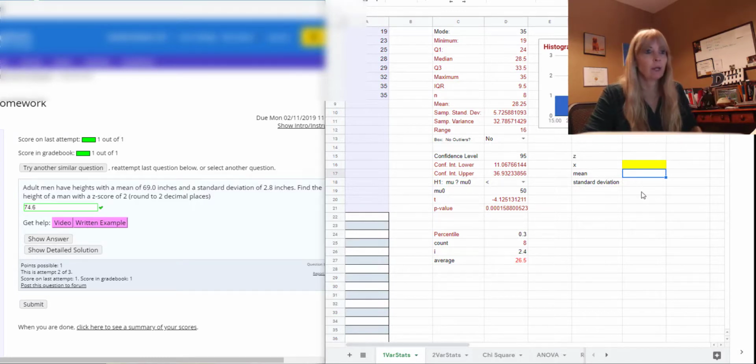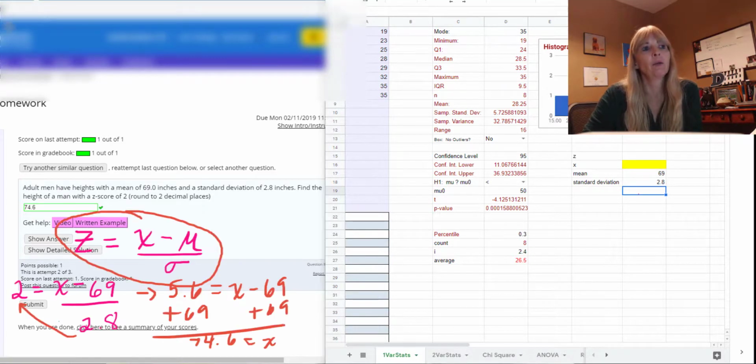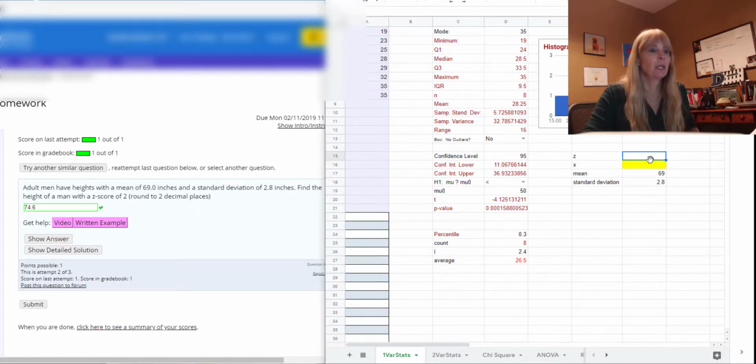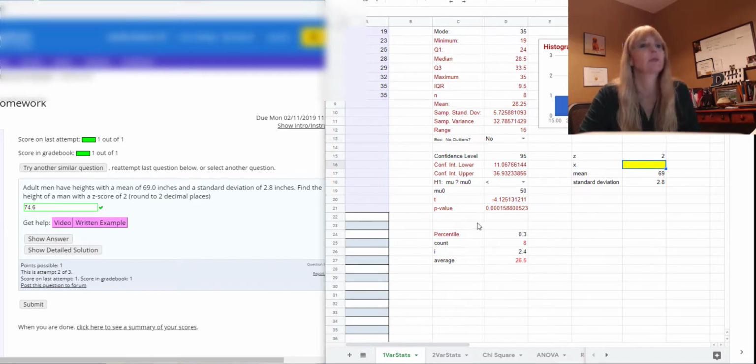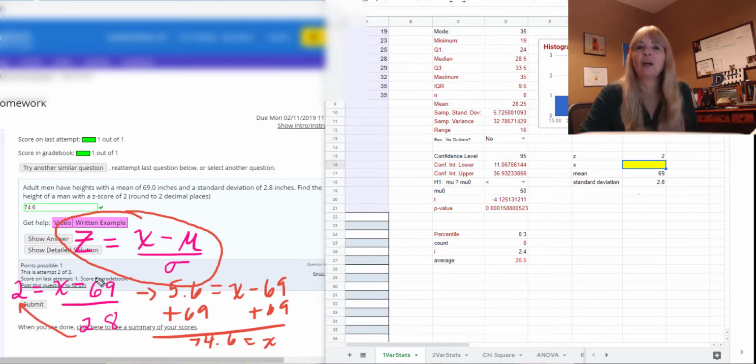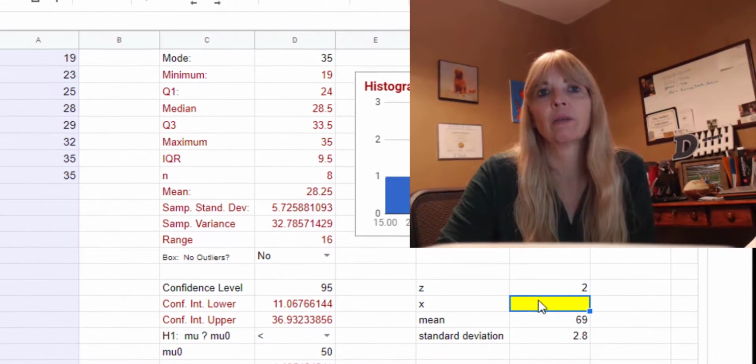So I was given a mean of 69.0 and a standard deviation of 2.8 inches. Let me go put my Z in. I forgot. My Z was 2, 2 standard deviations away from the standardized mean. Back here, think of the algebra steps that you did: you took Z, multiplied by the standard deviation, and then added the mean. Well, I can do that over here to find X.